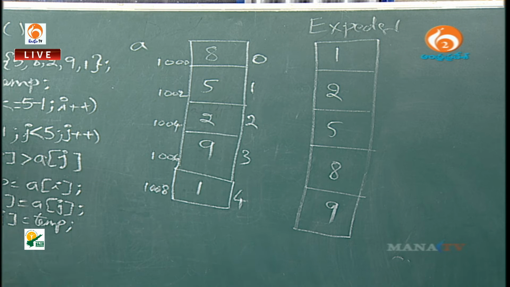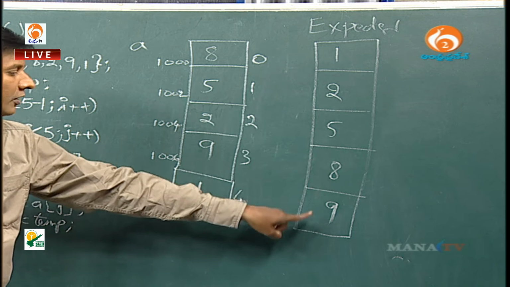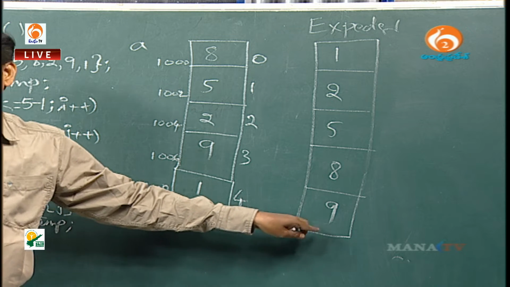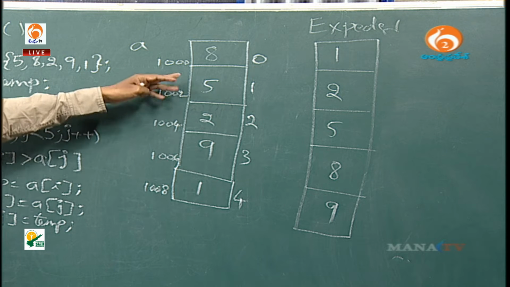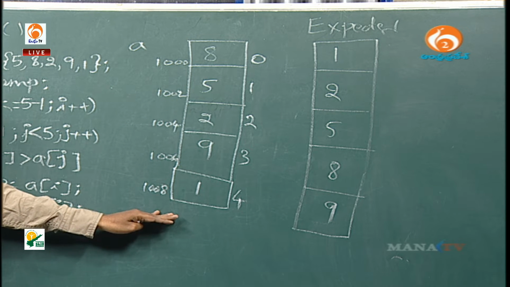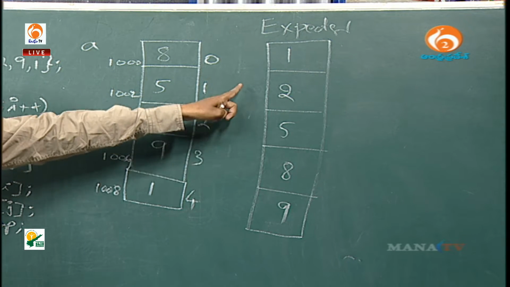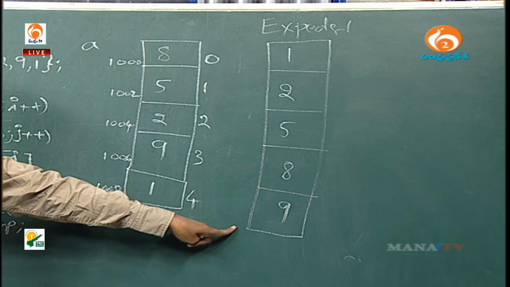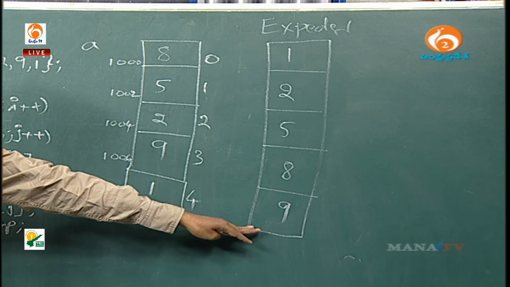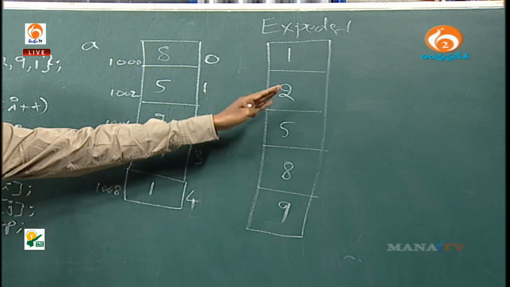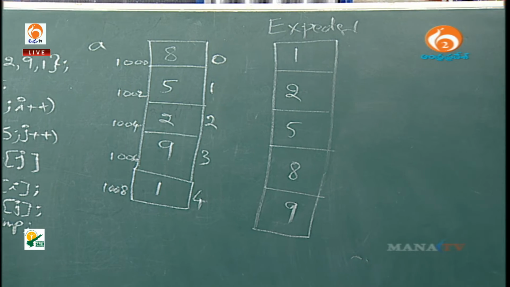My expected output is like this: 1, 2, 5, 8, 9. I repeat, this is my input array. I have created this array and I entered 8, 5, 2, 9, 1. My expected output is 1, 2, 5, 8, 9. I have to display my output as 1, 2, 5, 8, 9. So, for this we have designed one logic, that is sorting, bubble sorting.